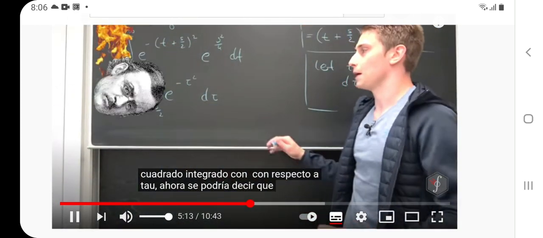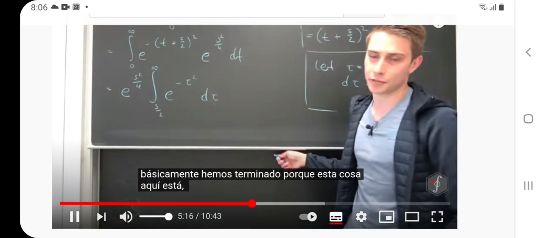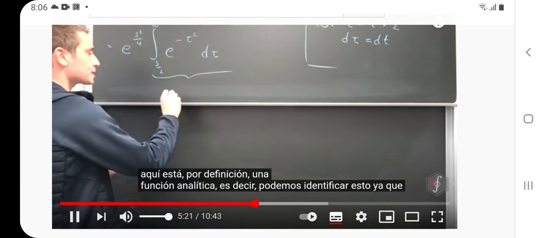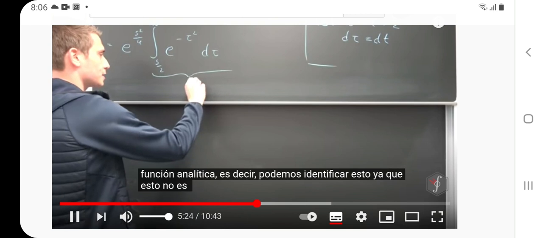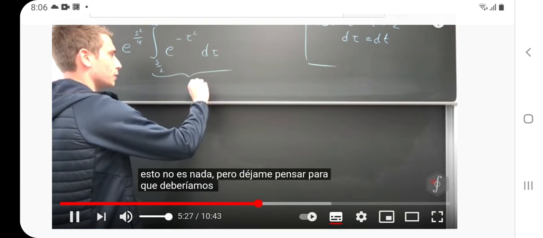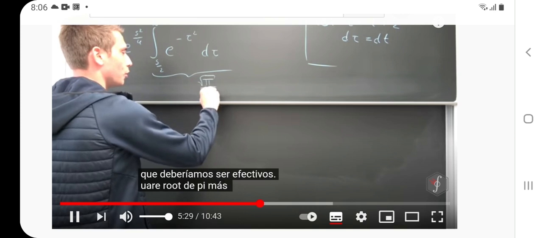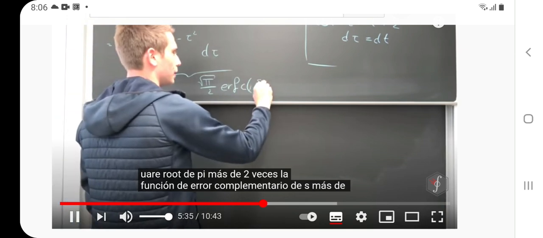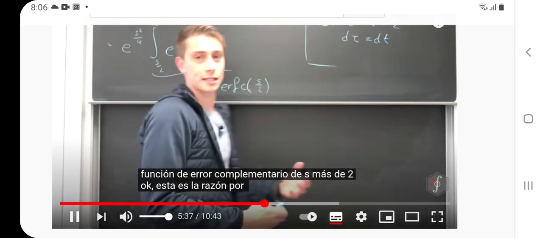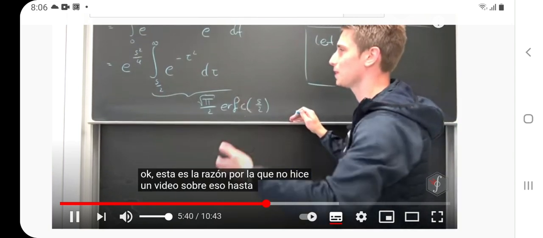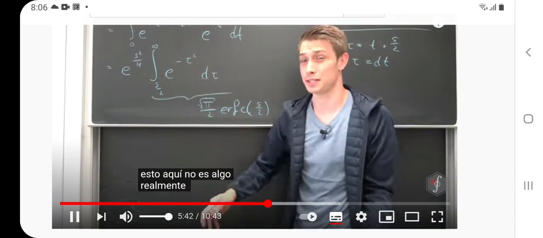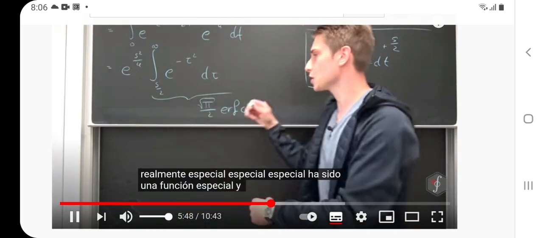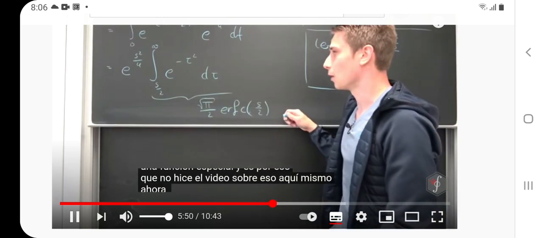Now you could say that we are basically done, because this thing right here is by definition some analytical function. Namely, we can identify this as, let me think, we should get a factor of what, yeah, okay, this is square root of pi over 2 times the complementary error function of s over 2. This is the reason why I didn't make a video on that up until now, because this thing right here isn't something really intuitive. It just pops up. It's a really special function, and that's why I didn't make the video on that right now.